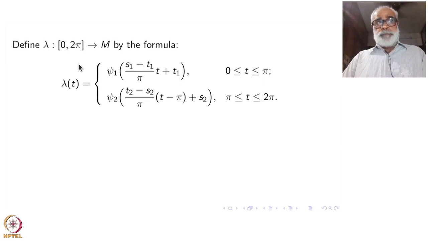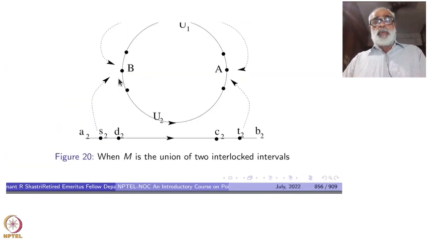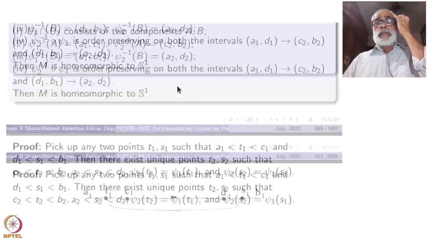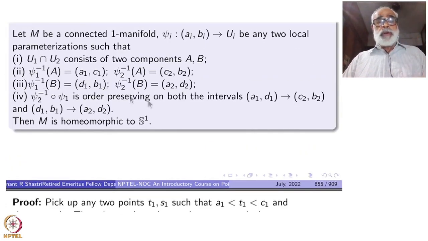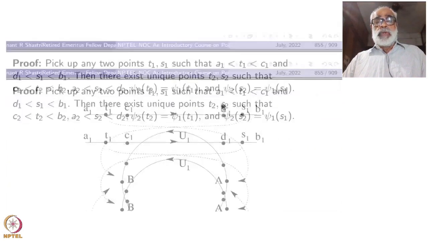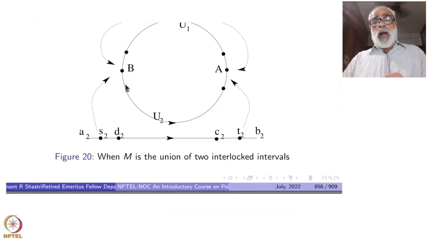In each interval, 0 to pi and pi to 2 pi, it is given by a homeomorphism, so it is injective. This is injective because they are mapped into different components, different parts of the space, you see. And here comes the important thing, that they are order preserving. So, there is a common portion here, namely, I have taken this part.